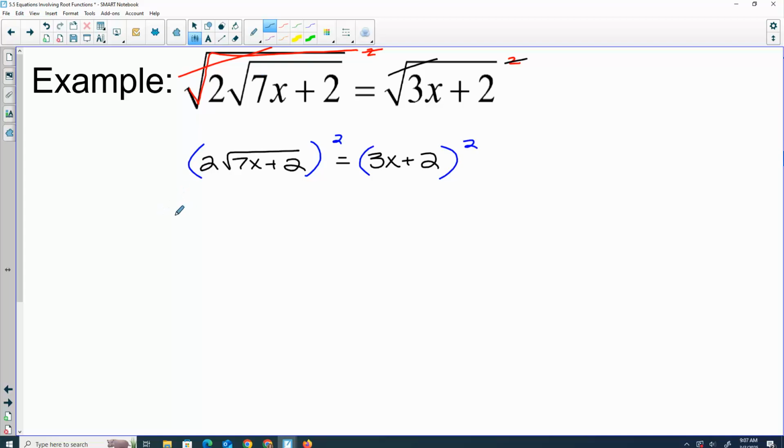So what that means over here, you have to take the 2 squared and the square root squared. So we're squaring both parts. So 2 squared would become 4. And when you take the square root of 7x plus 2 squared, you just get 7x plus 2.